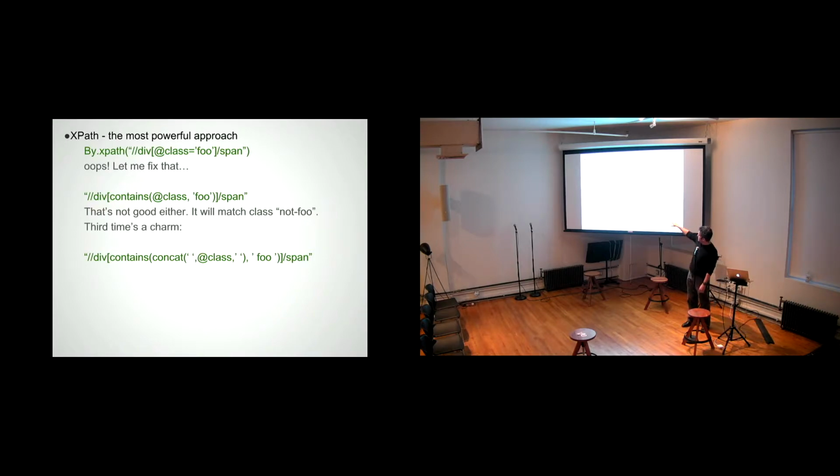Okay, so what we do here is a trick. We add to the class attribute a space in the front and at the end, and then we say it should contain foo with spaces from both sides. If you think about that, that will solve our previous problem. Okay, that's correct. Now, that's not easy to think about alone. And that's almost correct.